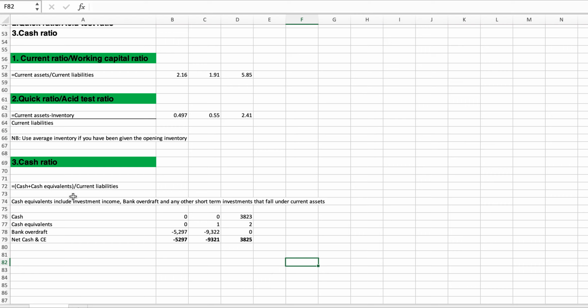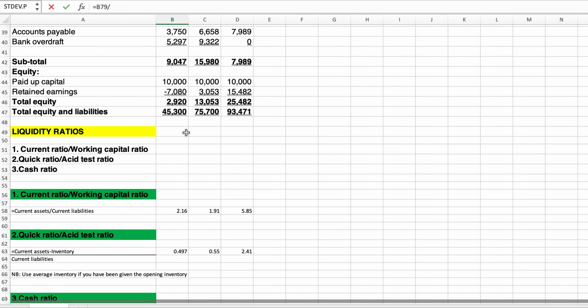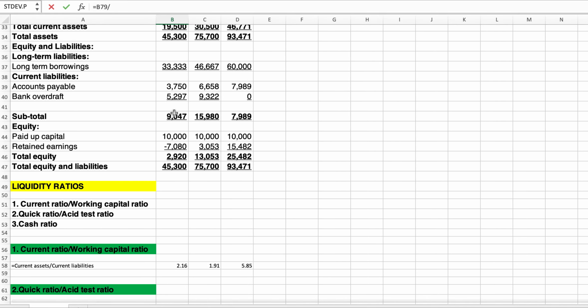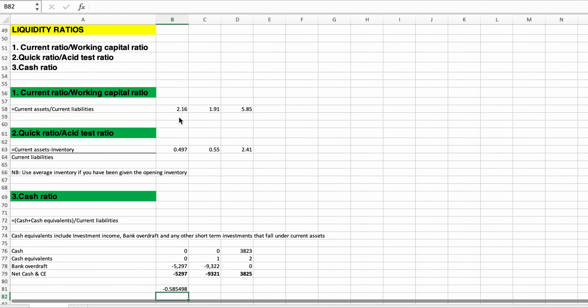So in our question here, we say that cash ratio is given by cash plus cash equivalents divided by current liabilities. So we already have the cash and cash equivalents. What we are lacking here is the current liability. So we can be able to insert the formula here and say that cash and cash equivalent for the year 2020 is given by this, which is the net cash and cash equivalent. You divide by what? By the current liabilities. The current liabilities for the year 2020 is that one.